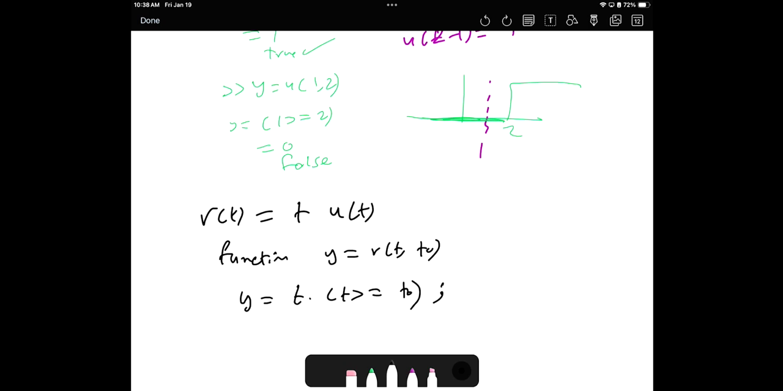Then that's how we define it, such that this is equivalent to u of t. So that's what we'll write in the MATLAB. These two are fine, then you can define the r of t as well. Okay? Does this make sense?